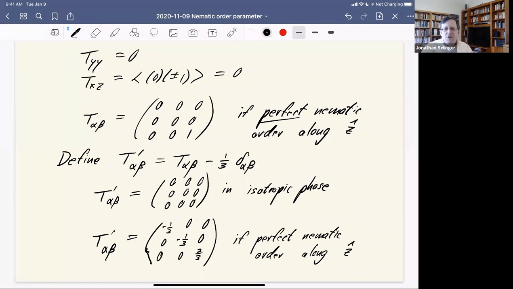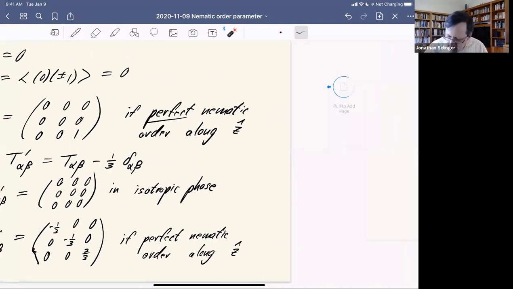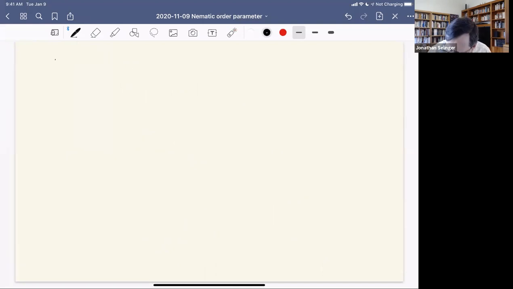This looks pretty good, right? I could totally stop here if I wanted to. However, there is one further step that people normally make to make things look nicer. This T prime has these factors of 1/3 and 2/3 in it. It doesn't look like it's perfect order. It looks like it's sort of 2/3 order. So if we want it to look more perfect, let's just multiply everything by 3/2. Why not? So let's define a new tensor. We'll define a tensor Q alpha beta to be 3/2 times this T prime alpha beta.